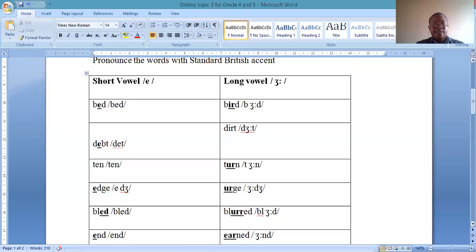All right, so quickly we're going to have these words repeated again. And for the sake of those who may not know the meaning of the words, the screen will be shared so that you can get to see what the word means and how the word can be used in sentences. Okay, so let's go again. Bed, bird, debt, dirt, ten, turn, edge, urge. Okay, we're going to find out the meaning of the word urge.